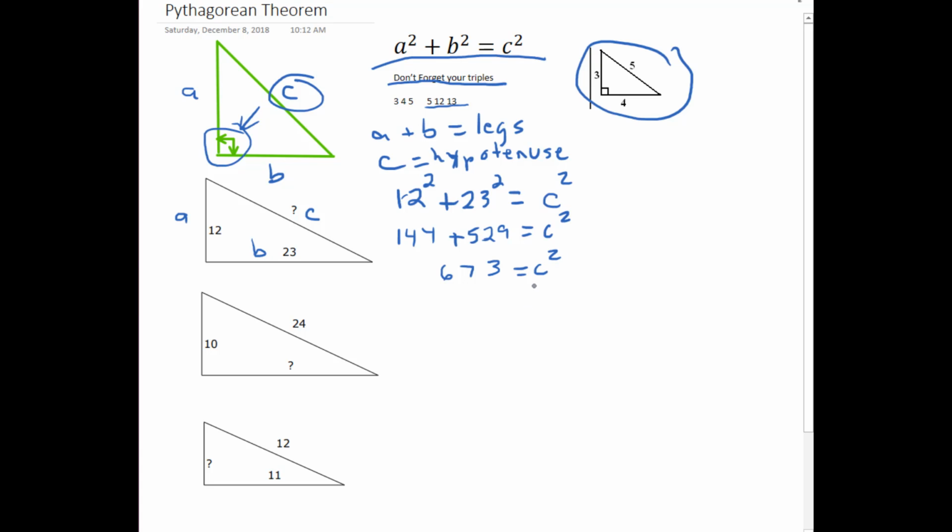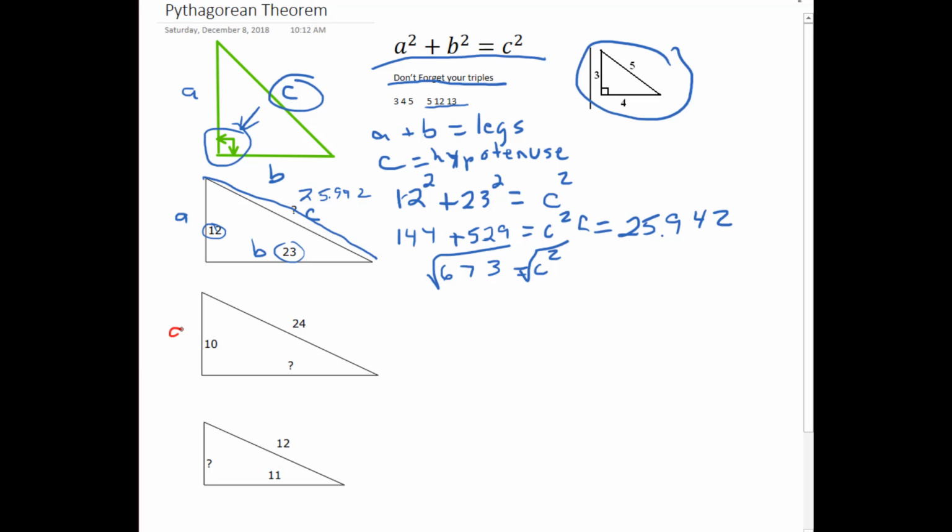Now I'm not done yet. I have to get rid of this C squared, so I do the opposite, which is square root, and I square root this, and I should get 25.942. So C equals 25.942. So we know the hypotenuse of this triangle is 25.942. And it does make sense too. This is the longest side. It's 25.942, and this is 23 and this is 12. C is my longest. That makes sense. So we'll say good job and move on to the next one.